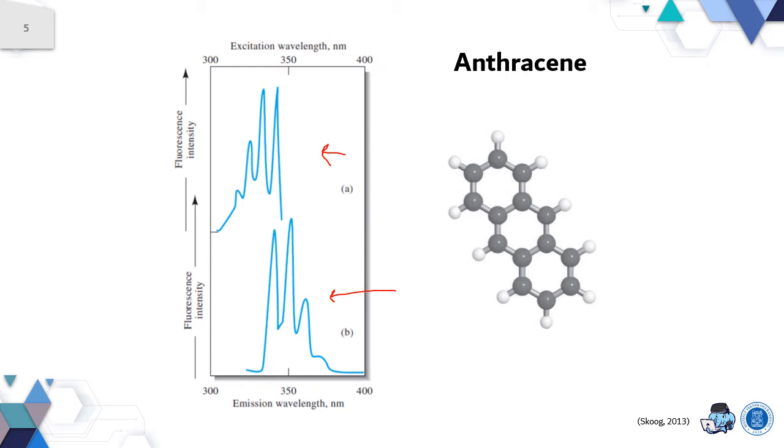There are many exceptions to this mirror image rule, particularly when the excited and ground states have different molecular geometries, or when different fluorescence bands originate from different parts of the molecule. This is an example of the spectrum of anthracene.